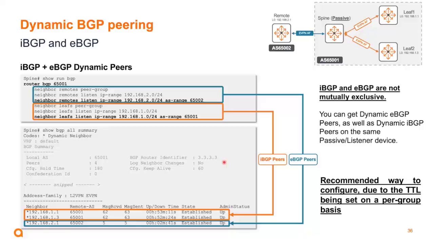So also, the listener can be used for both iBGP and eBGP peering because this is not mutually exclusive. As you can see in this example, we can create a dynamic peer group here for iBGP peers, and we can also have another peer group for eBGP peers. And so, following that, we will have both kinds of BGP peers, iBGP and eBGP, accepted by the system, which will have their incoming connections accepted and sessions established.